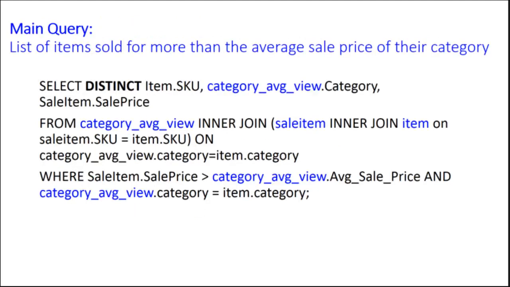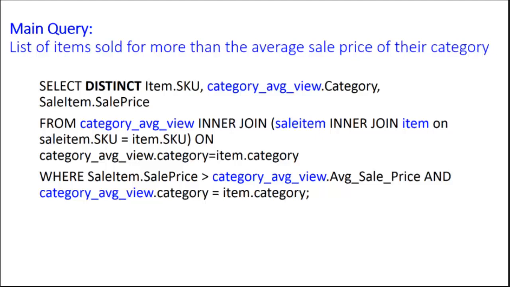And here is the main query. We can return the primary key, stock keeping unit, and the value we saved, along with the category. So category average view is the saved view. It works just like a table. Category from this view, and then sale price, from the join of that category average view with the two tables, sale item and item.